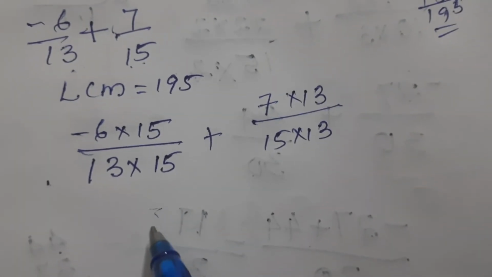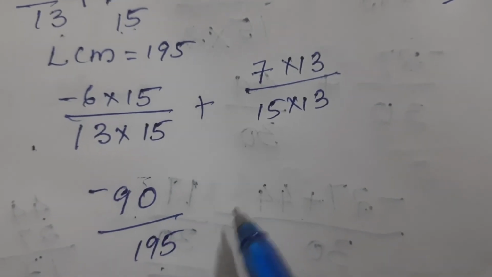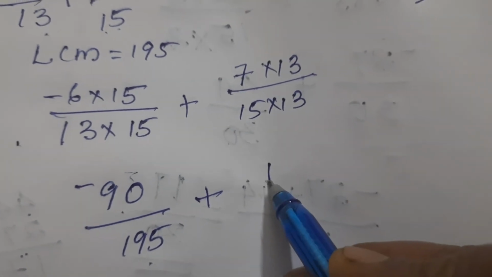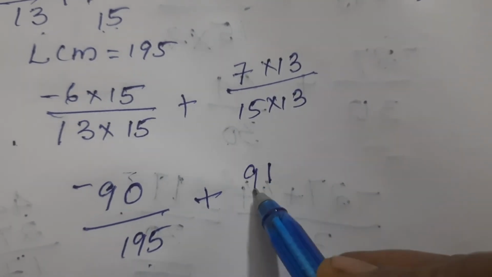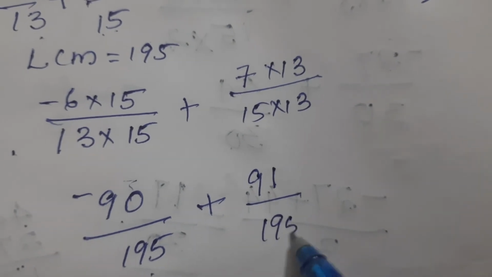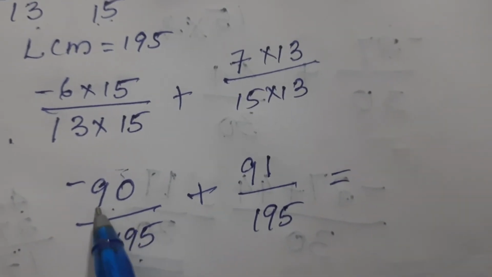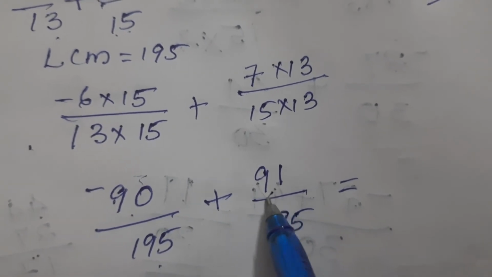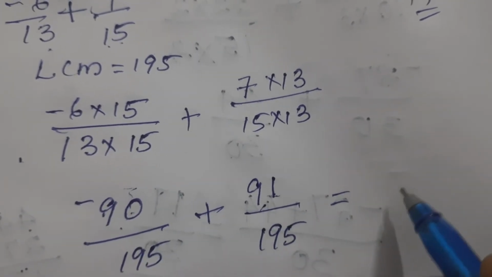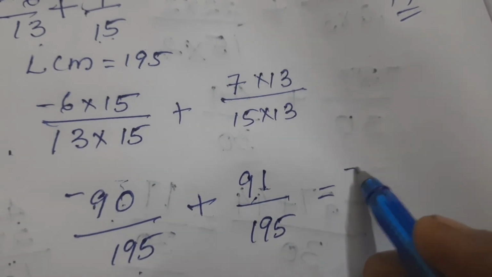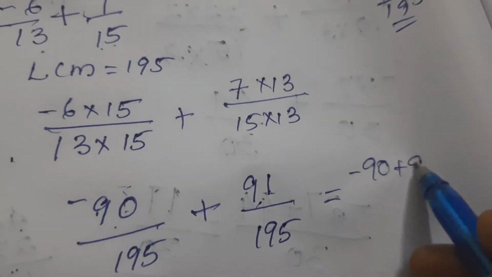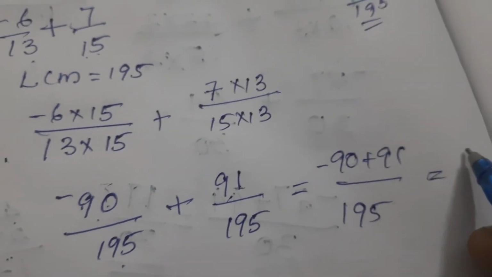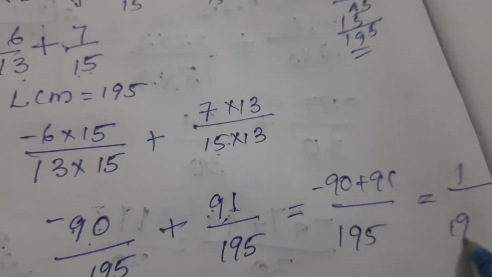Now let's find out this. Becomes negative 90 by 195 and this will become 91 by 195. So we have negative 90 and positive 91. Since the signs are opposite, we have to subtract. So negative 90 plus 91 by 195. So our answer is 1 by 195.